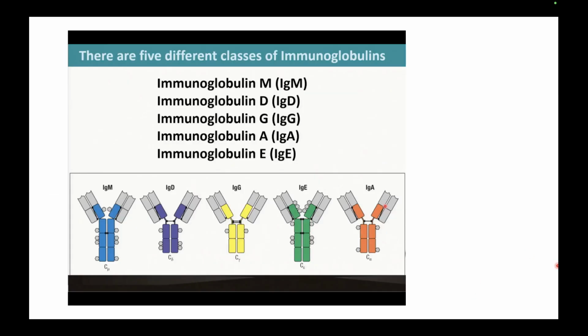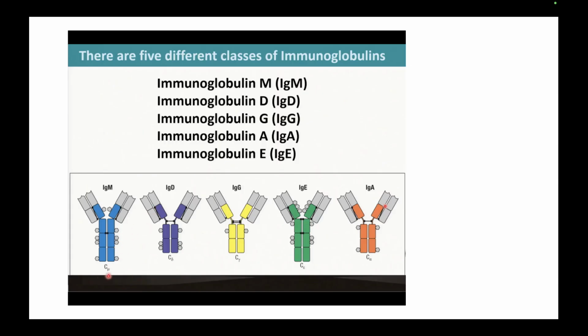Okay, so there are different types of antibodies, and these are divided into different classes based on the structure of their constant chain basically. Here you can see the constant region is different in these antibody classes. So these are IgM, IgD, IgG, IgA, IgE. It depends on which particular constant region molecule is present.